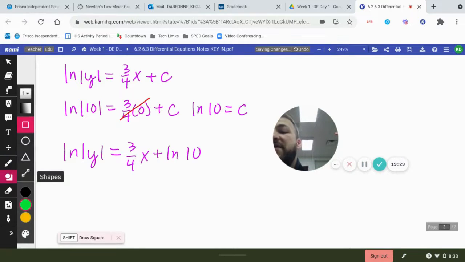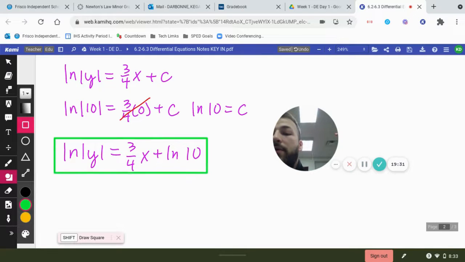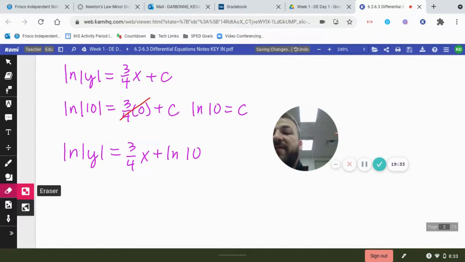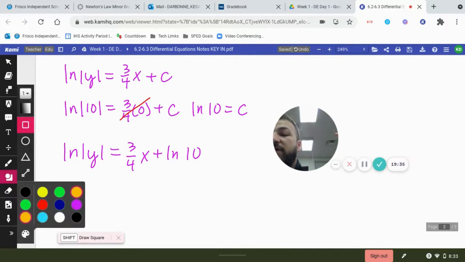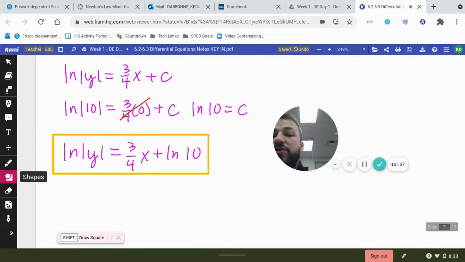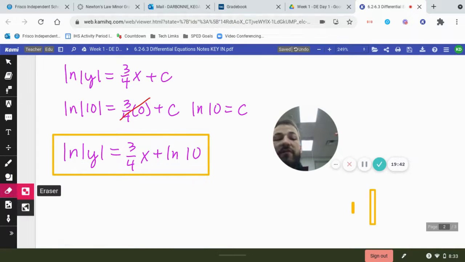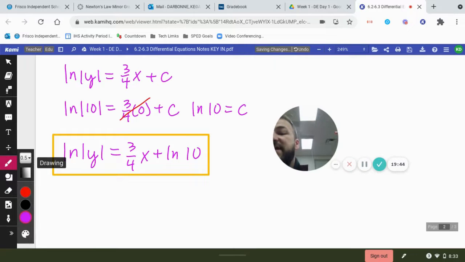And if I don't have to solve for y, this could be my final answer. But if I have to solve for y, I do have to do just a little bit of extra work to solve out for y. Okay. So if we are solving for y, I'm going to take that base of e to both sides. So base of e to both sides, that gives me y is equal to e to the 3/4 x plus the natural log of 10.